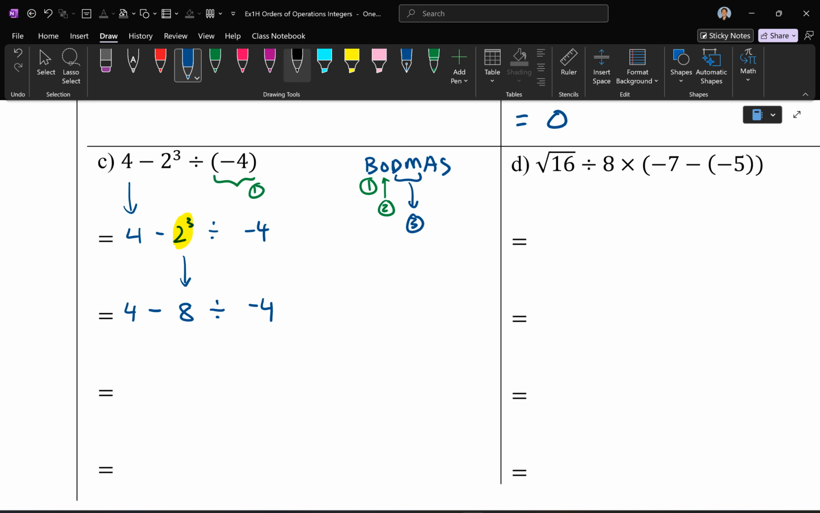And I can see this is what I do next. So I've got the division. So that means it's 8 divided by negative 4. The minus sign is still there. Okay, this is an operation, not a negative. So that's 8 divided by negative 4. So let's work that out. What's 8 divided by negative 4?